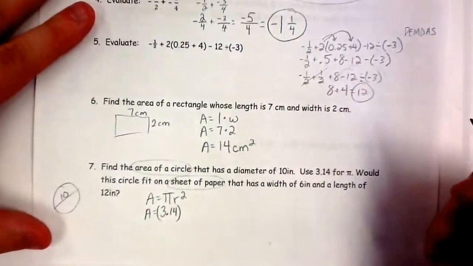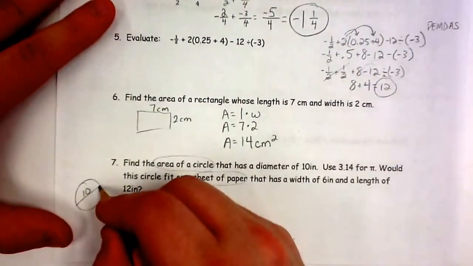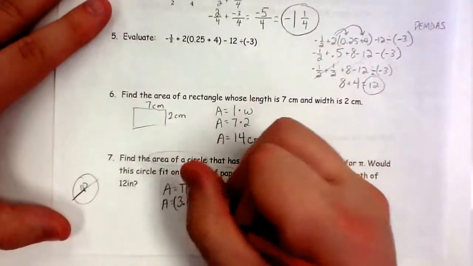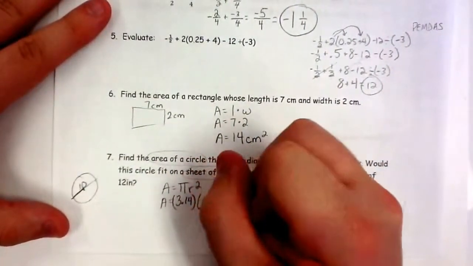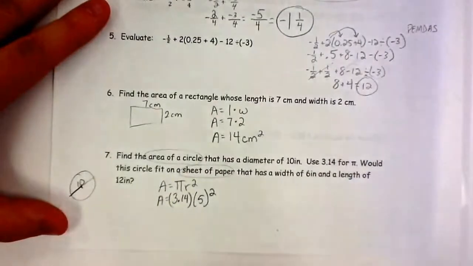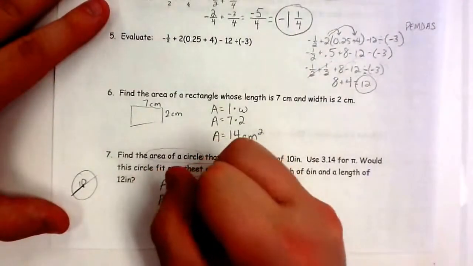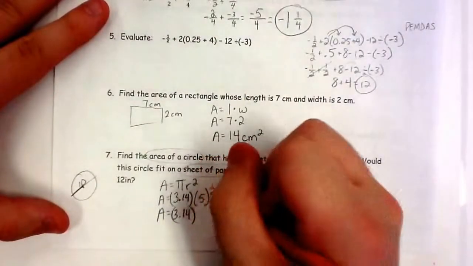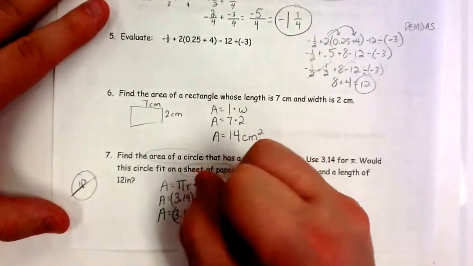So remember, the diameter is twice the length of the radius. The radius is only half. Half of 10 is 5. 5 squared when we plug that into our formula. A equals 3.14, and that's getting multiplied by 5 squared. 5 times 5 is 25.